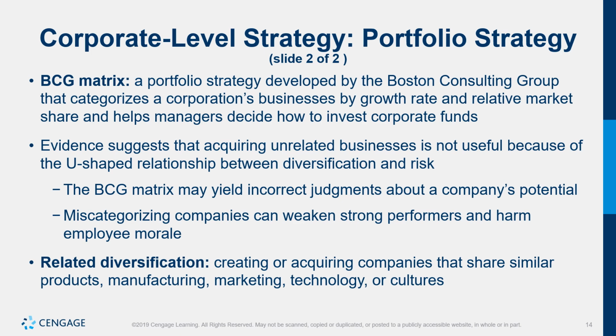The matrix separates businesses into four categories: stars, question marks, cash cows, and dogs, based on how fast the market is growing and the size of the business's share of that market. Portfolio strategy does have some drawbacks. Evidence suggests that acquiring unrelated businesses is not useful. Managers using the BCG matrix aren't very good at accurately determining which companies should be categorized as stars, cash cows, question marks, or dogs. The best portfolio strategy approach is related diversification.